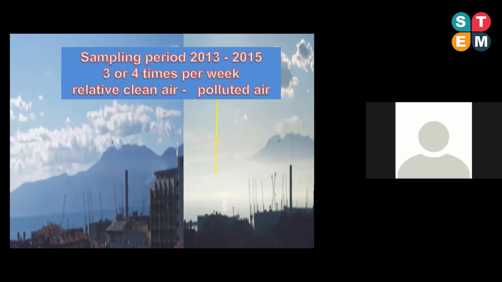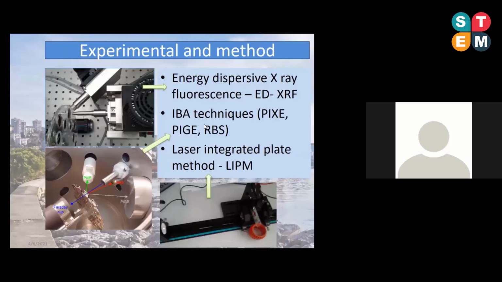The sampling period was from 2013 to 2015. Samples were collected 3 or 4 times per week. This is polluted air in calm weather. We use energy dispersive X-ray fluorescence, ion beam analysis techniques, and the laser integrated plate method.